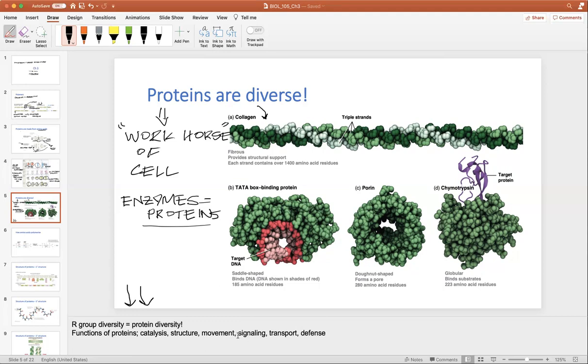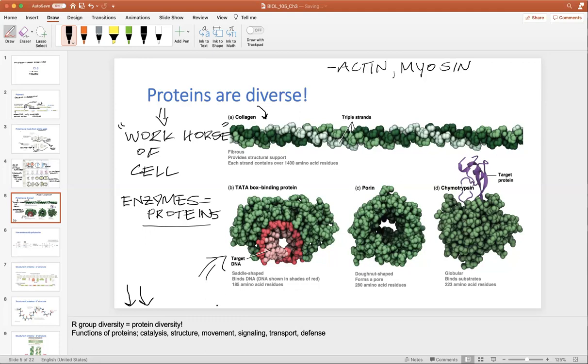Movement. All right, movement, I don't have pictures of it up here, but for movement, if you've ever heard of the proteins actin and myosin, those are 2 proteins that are involved in the contraction of muscle tissue. So proteins are involved in movement, signaling. This is one that binds to DNA and tells DNA when to turn genes on or off.